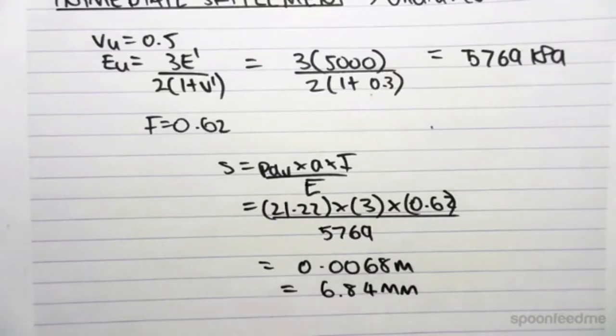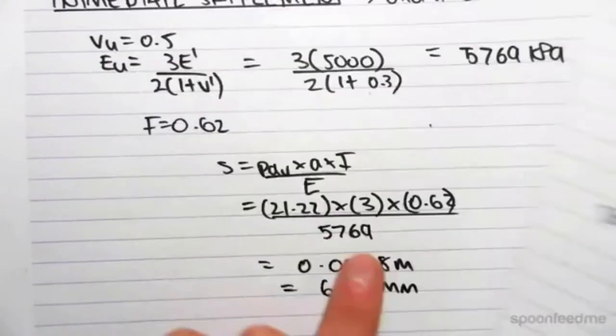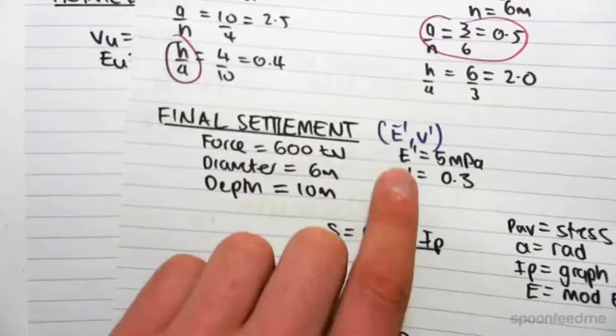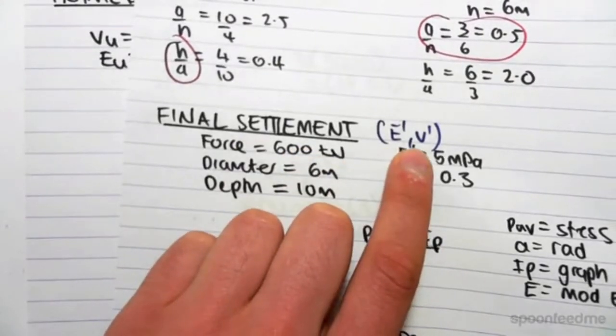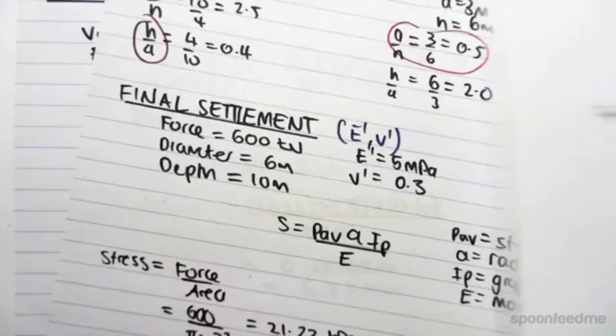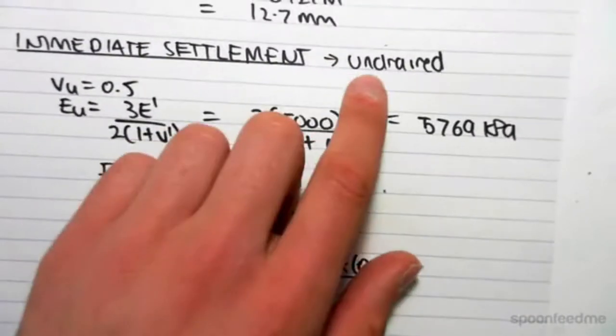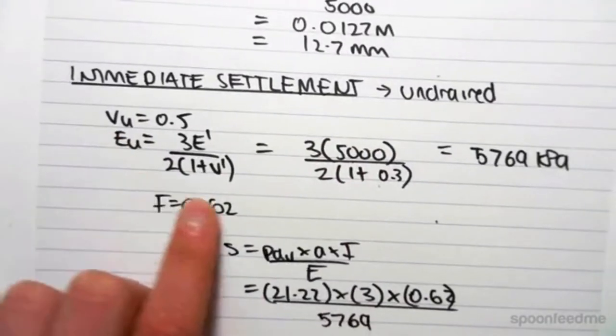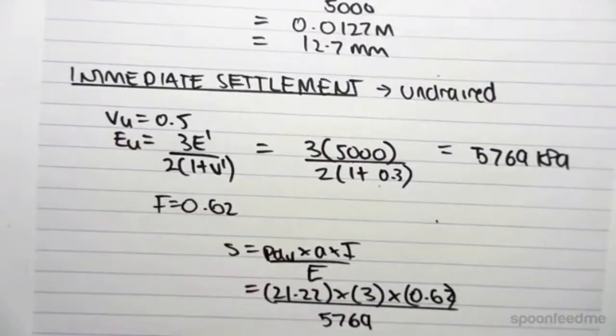To find the final settlement, the equation of settlement is the exact same in both cases. However, when you find I for final settlement, you have to use the drained conditions, which is E dash and V dash, when you use this graph. For the immediate settlement, it's undrained, which means we need to use V subscript U and E subscript U. And once again, the process is the exact same. The only difference is E dash and V dash and EU and VU for the immediate and final settlement.